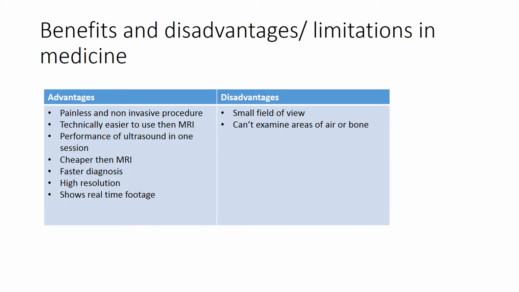MRIs cost between $400 and $3,500, depending on the part of the body being scanned. An ultrasound costs between $99 and $300, making it the much cheaper option.